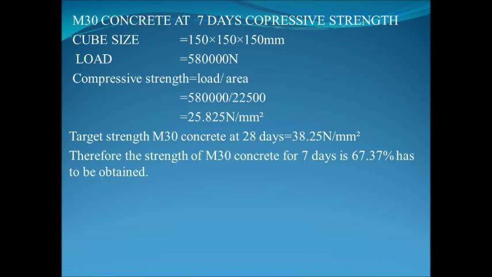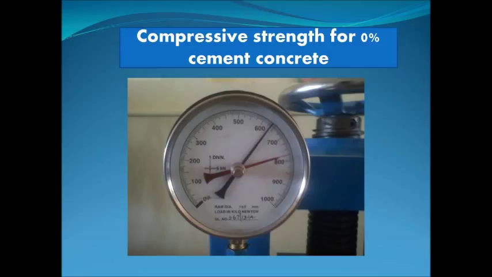M30 concrete at 7 days compressive strength. Cube size 150 mm. Load 500 kilonewton. Compressive strength is load by area, 500000 by 22500, and we get the compressive strength 25.825 Newton per mm square. 63.73% has been obtained.